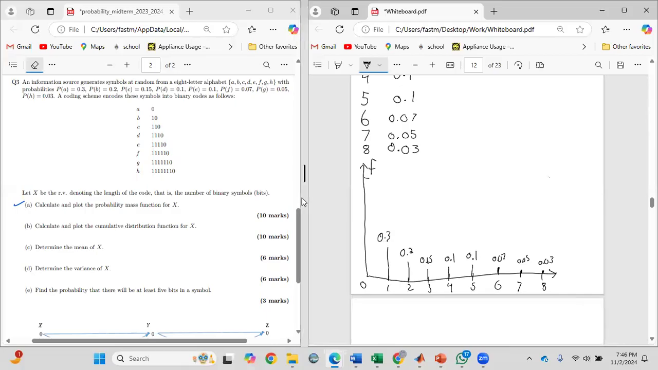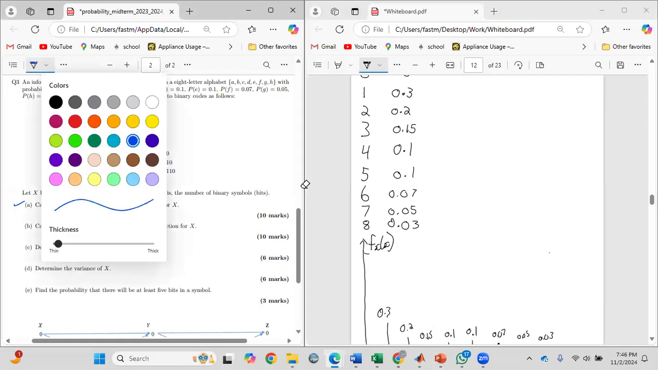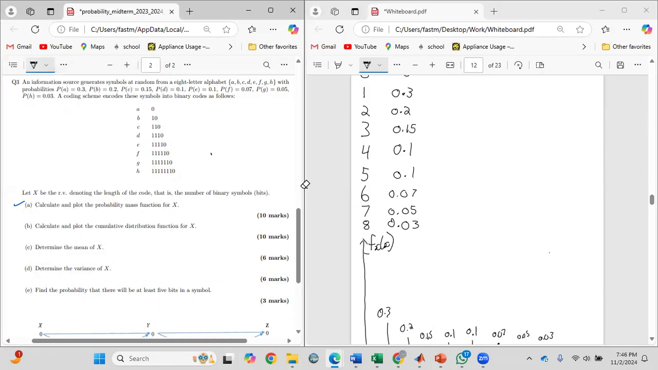So common f of x, and you have x here. So that is discrete. That is how you draw the PDF or PMF for discrete. So that was A. Then B: calculate the plot for the CDF.